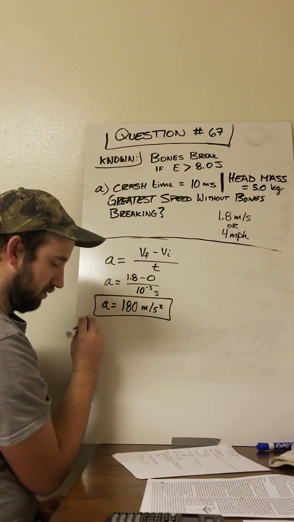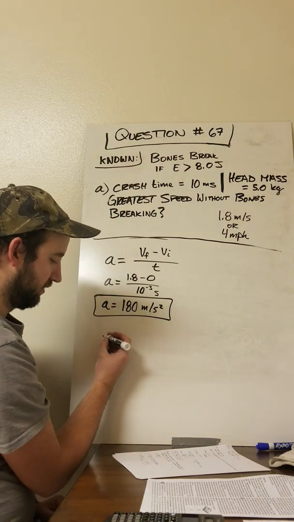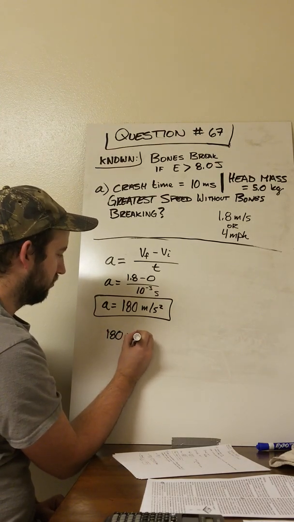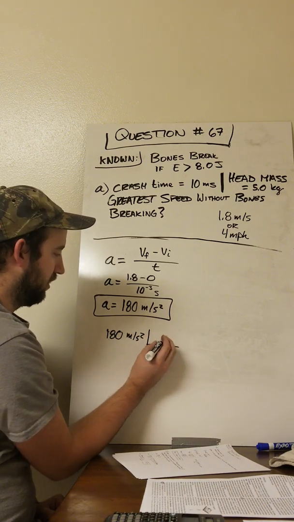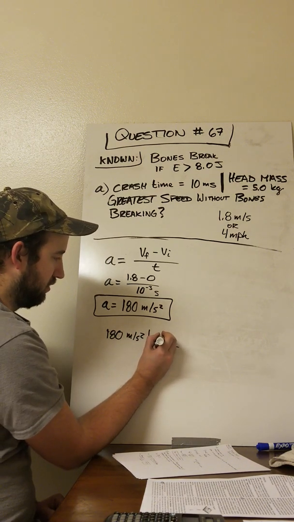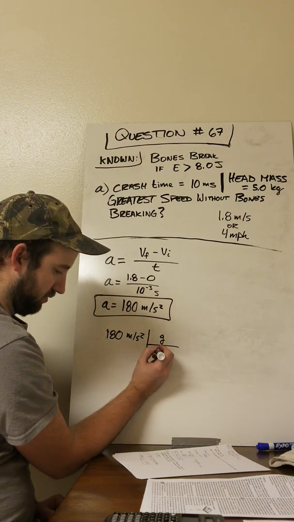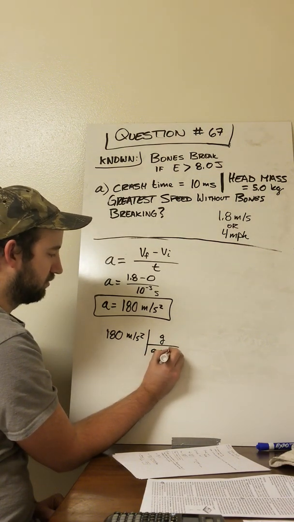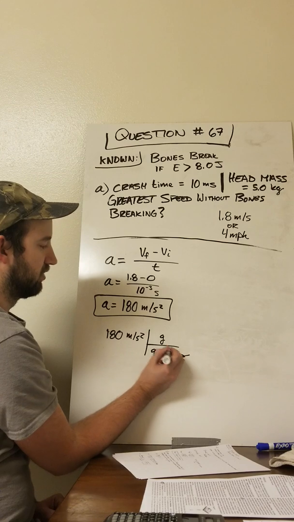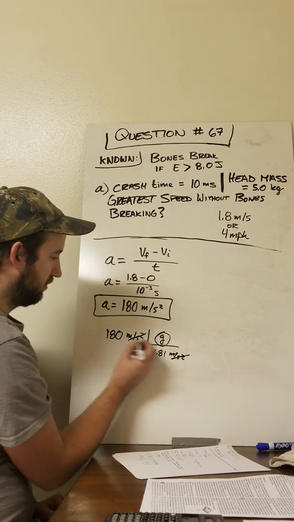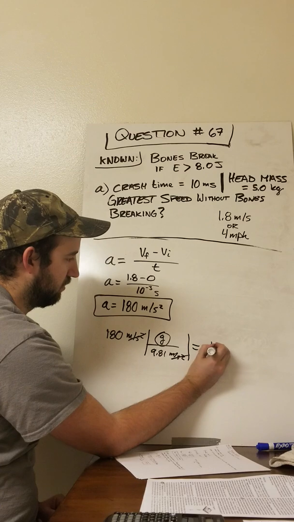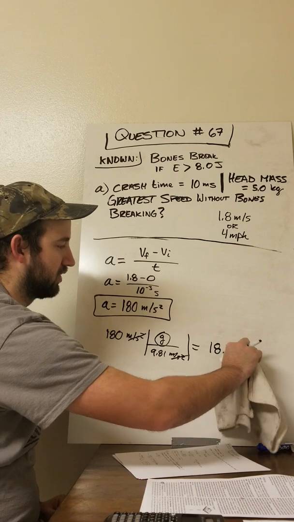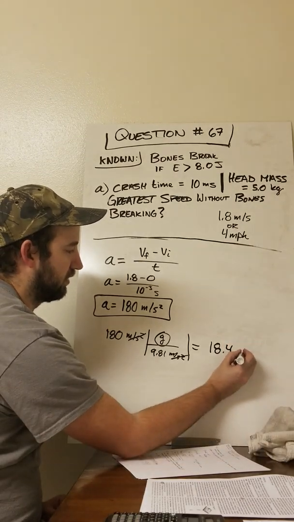And then to solve for the g forces, we just take the 180 meters per second squared and divide by 9.81 meters per second squared for a G-force. So meters per second squared cancel, you're left with G's, and that equals 18.4. I don't know if it's big or little g's, but we'll just say G.